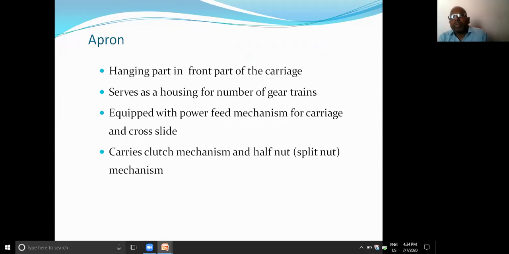So it carries a clutch mechanism and an off nut mechanism. A very important question: the off nut mechanism is used for which operation? The off nut mechanism is mainly used for the thread cutting operation.